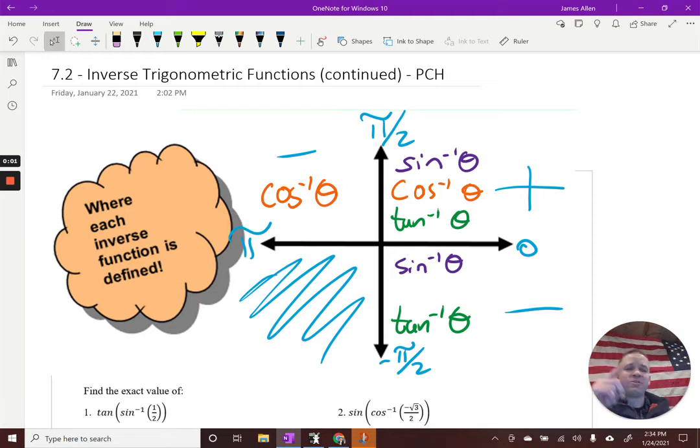It is time to continue Chapter 7 here with some more inverse trig functions, but in 7.2. So remember the end of the last lesson? That's what we're going to be doing today, as you can already see at the bottom of the screen.